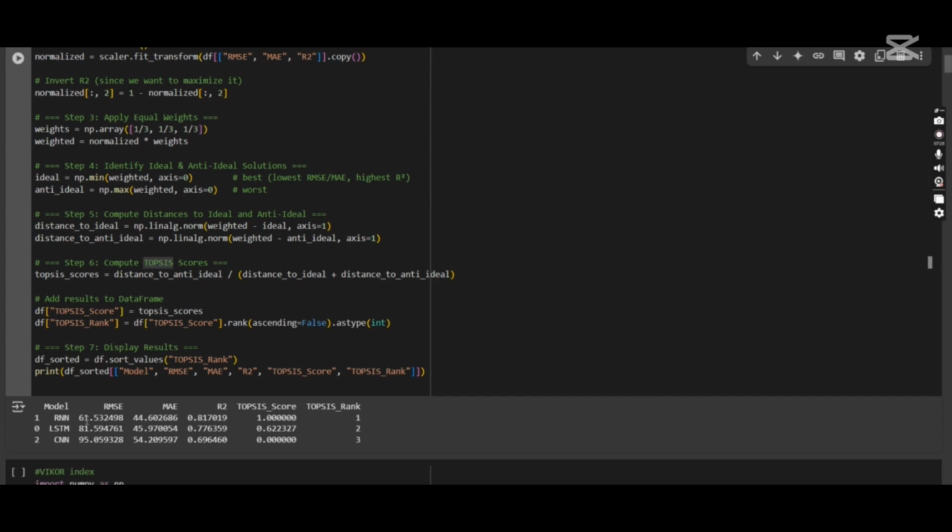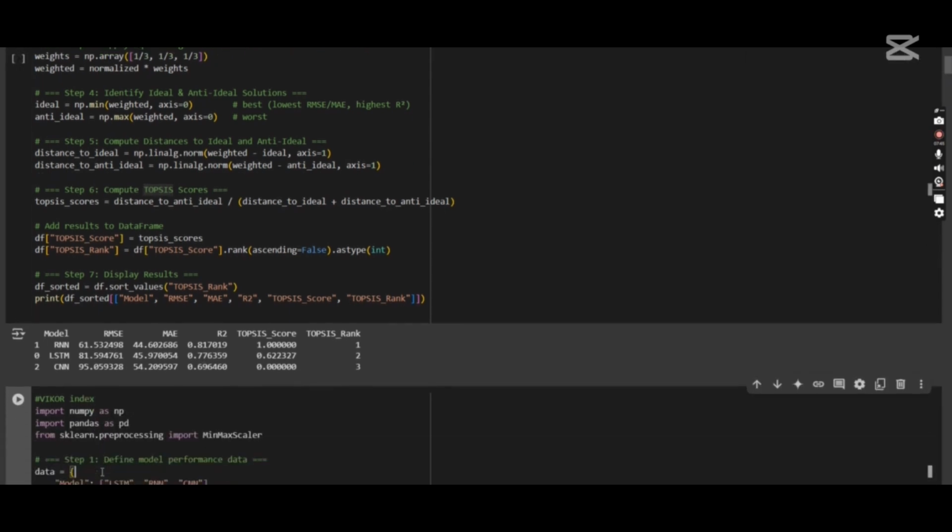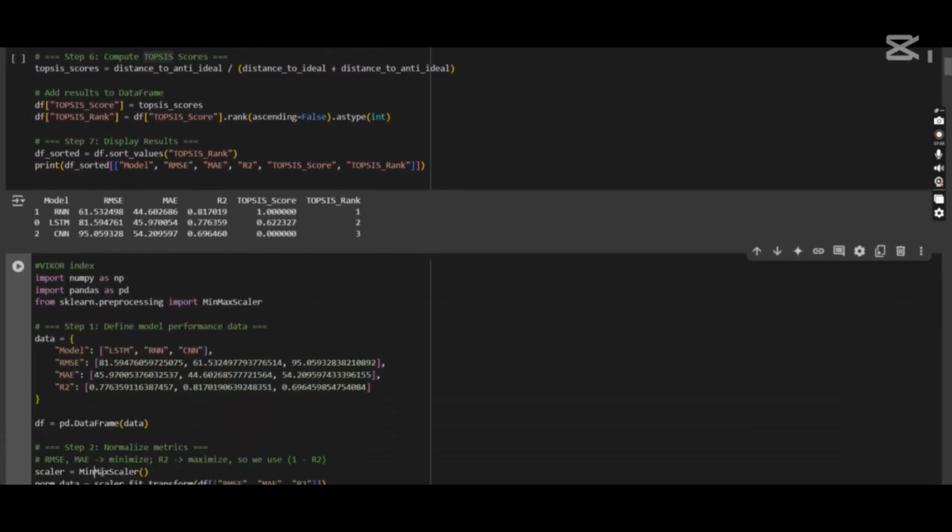So here you can see RNN, LSTM and CNN. Here the TOPSIS scores are calculated as 1, 0.62 and 0.00. So basically RNN again stood first, followed by LSTM and then CNN. So now again come to the next one, that is the VIKOR index.